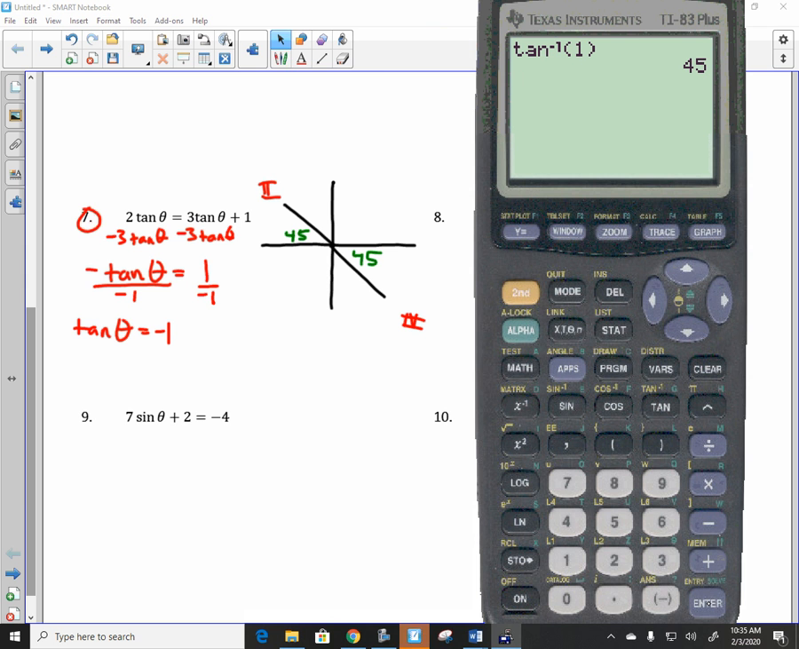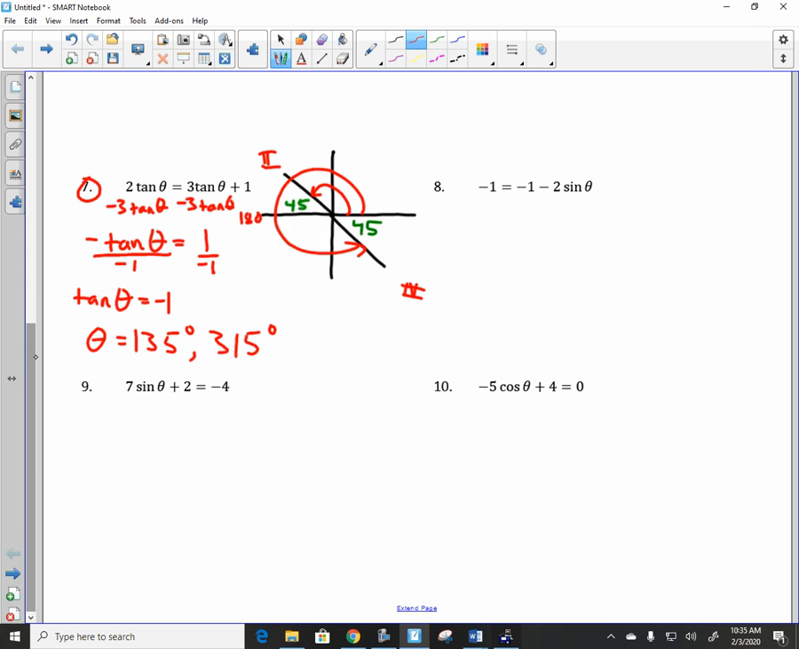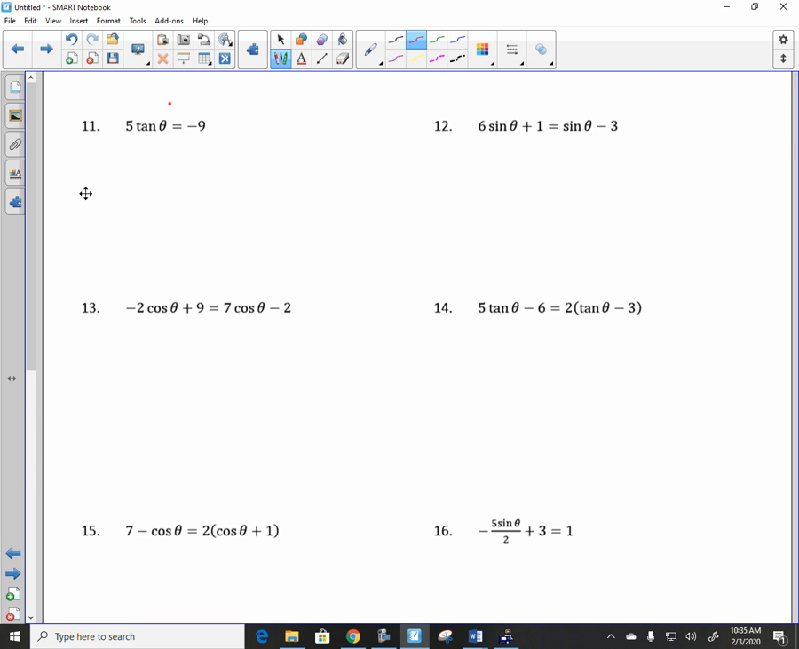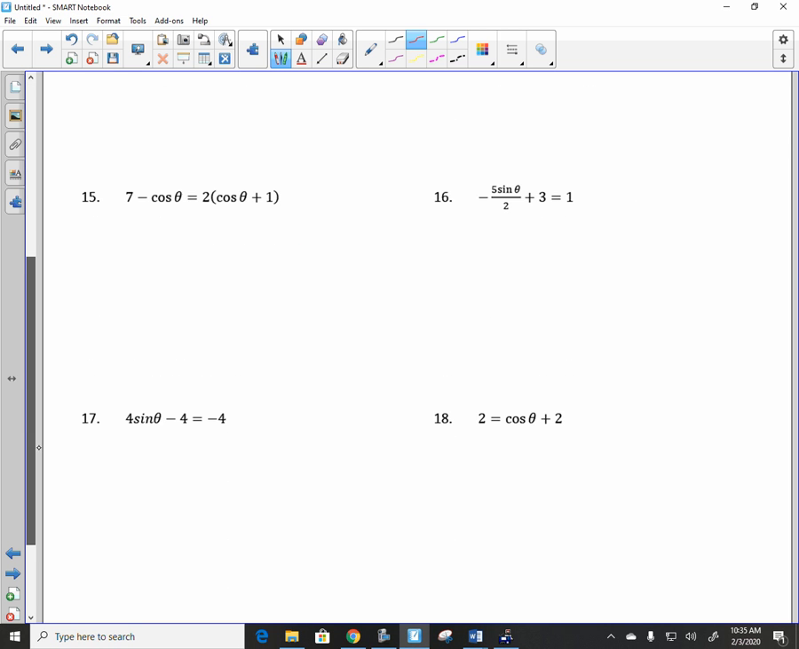So that will help me determine my 2 answers. This is 45 degrees back of 180. So that first angle is theta equals 135 degrees. And the next one is 45 back of 360 or 315 degrees. We'll do one more with cosine. Flip to the back side and we'll do one that looks really complicated.